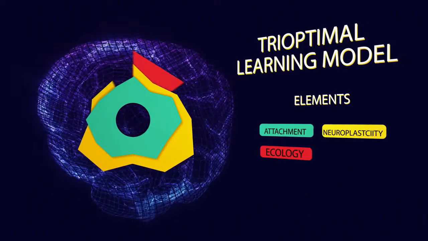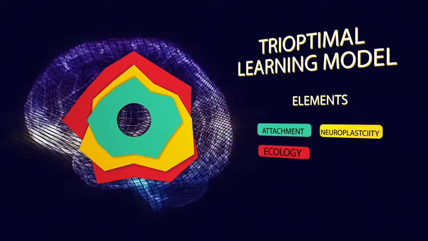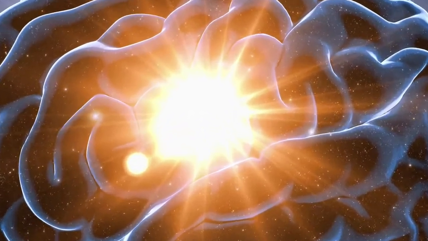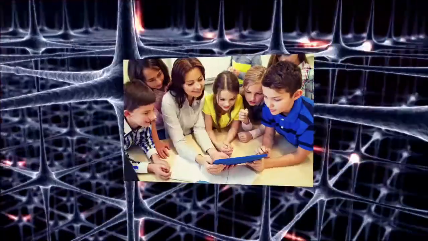The TriOptimal Learning Model is comprised of 3 elements: attachment, neuroplasticity, and ecology. These terms, when brought together, are the location where a secure relationship exists, resulting in a child's brain healing when supported by the many layers of their communities.